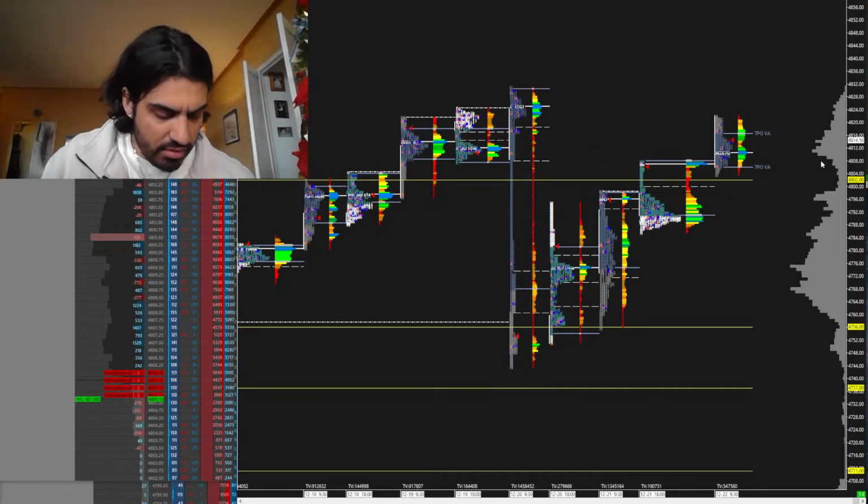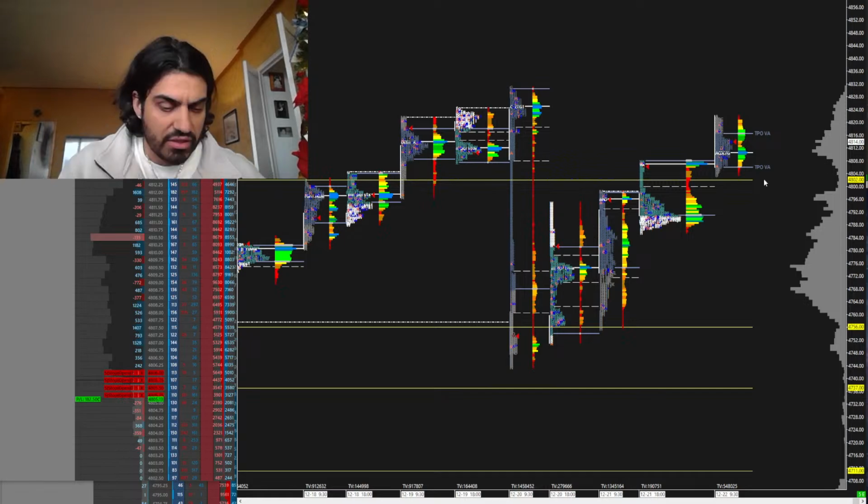Let me know if you do have any questions about this distribution theory, but the fact that we open outside of a distribution to the upside is suggestive that we have bullish momentum on the day, on the trend, and I'm looking to pick up pullbacks realistically for that long side, right?